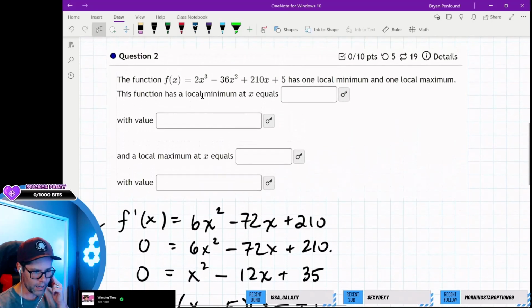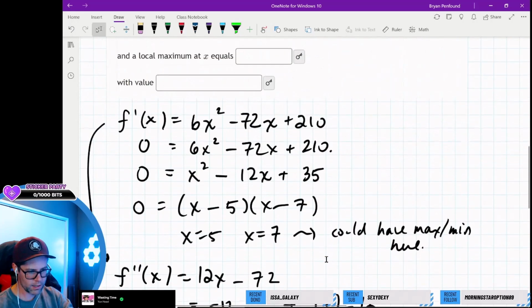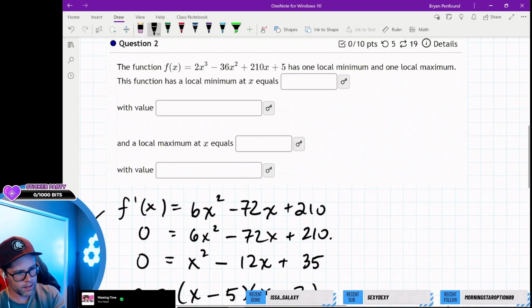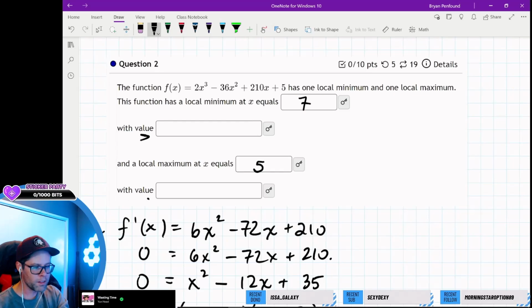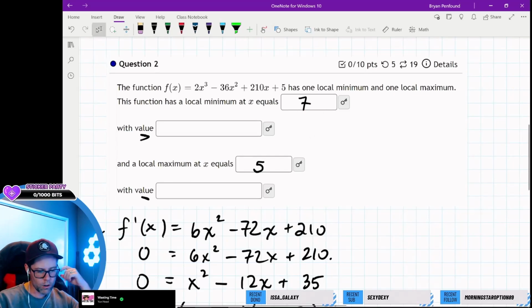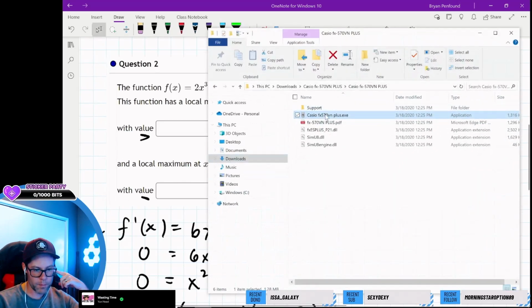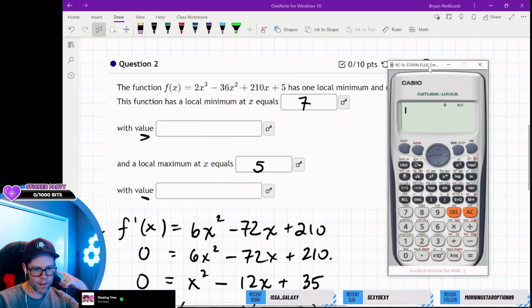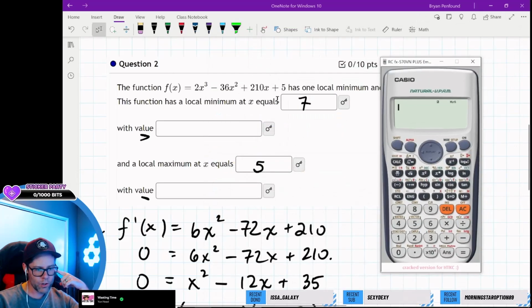So the function has a local minimum at x equals 7, and a local maximum when x is equal to 5. And if we want to figure out what the values are, we just are going to go ahead and make a substitution of that x value back into the original function. So my original function is 2 times 7 cubed.